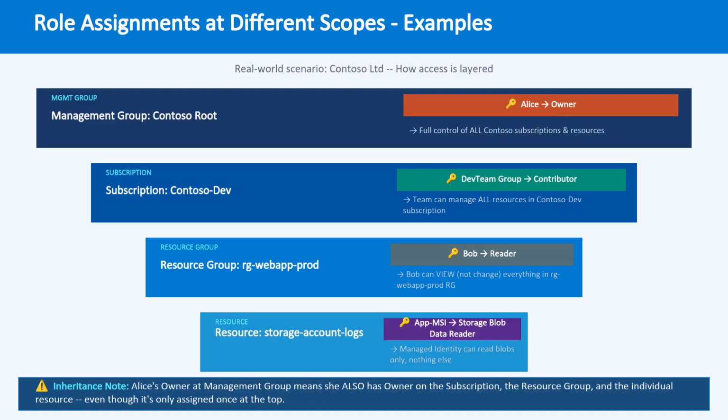Now let us consider scope assignment examples. Let's look at a realistic scenario to cement the scope concept. Let us suppose Alice is owner at the management group level. Alice needs to govern all of Contoso's Azure environment. Her owner role is assigned once at the top management group. This means she automatically has owner access to every subscription, resource group, and resource in the entire organization. Very powerful. Use carefully.